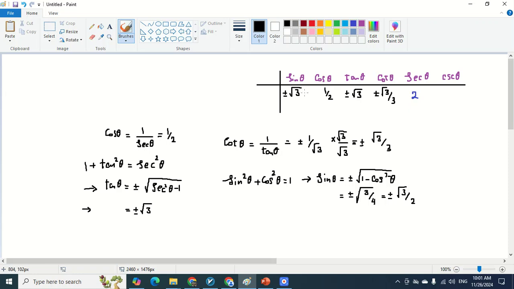So I just put it over here, and at the end of the day, the cosecant of theta is the inverse of sine theta, and you can write it over here as plus and minus 2 over root 3. I just want to emphasize that if you want to become an expert in this type of relation, it's not a bad idea to do the same thing for the remaining parts.